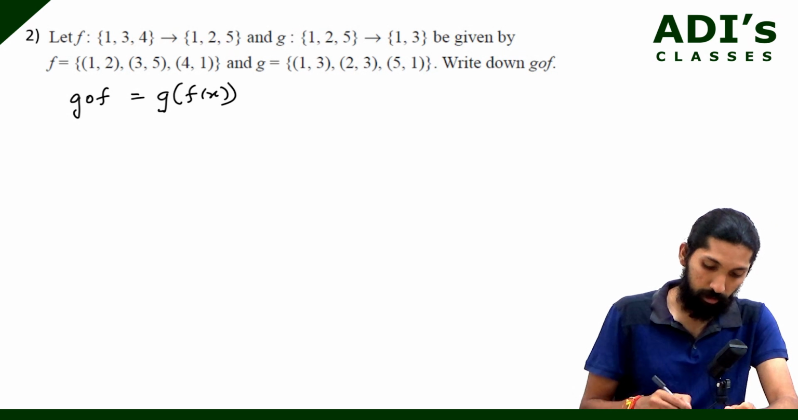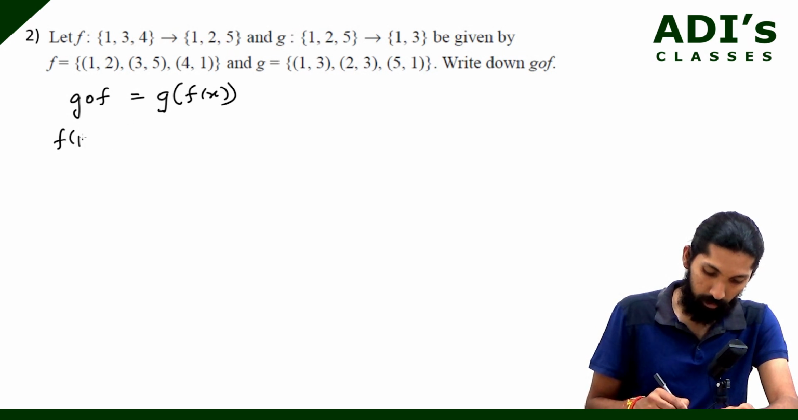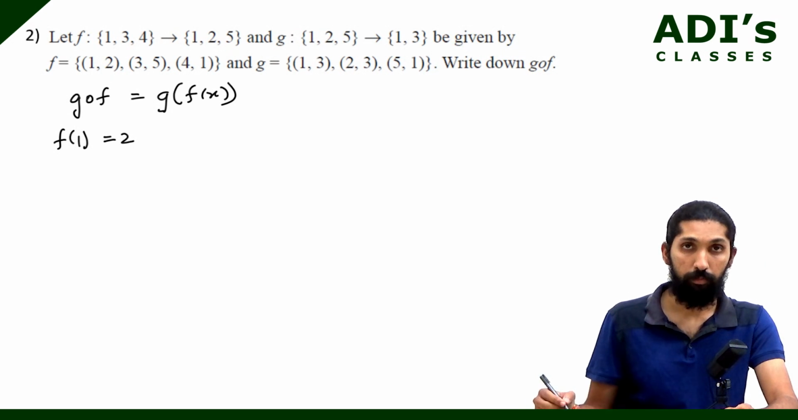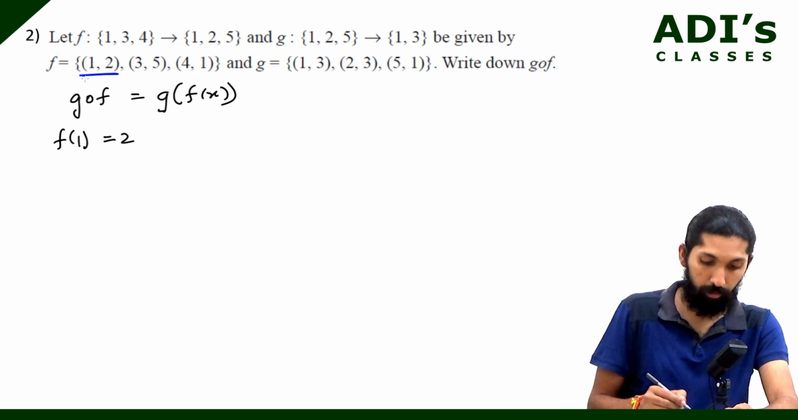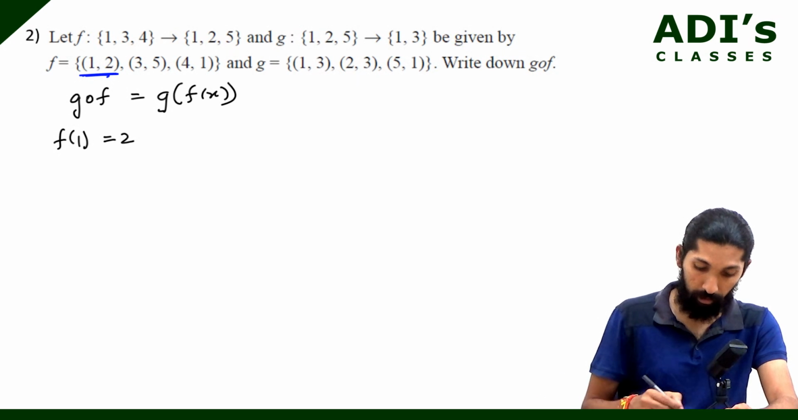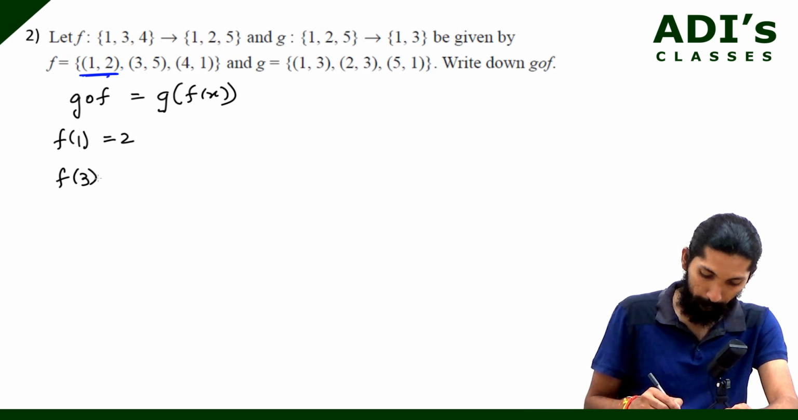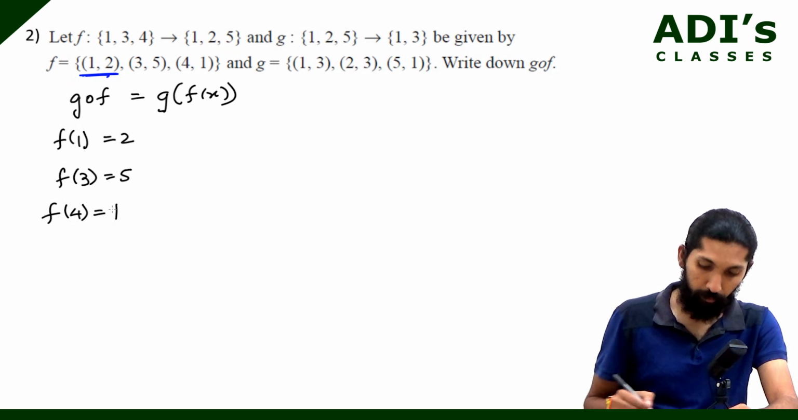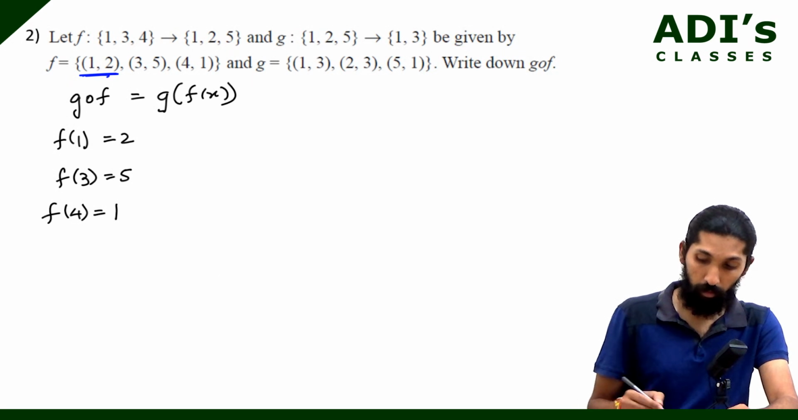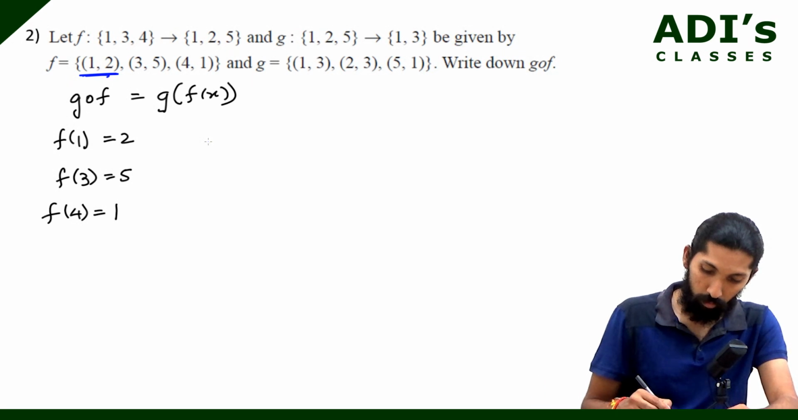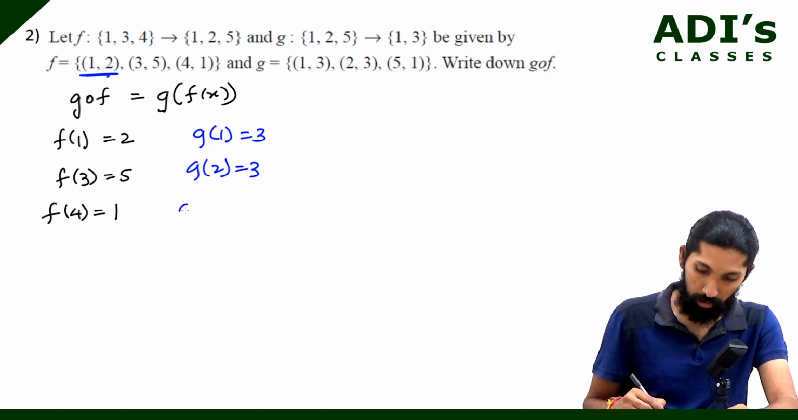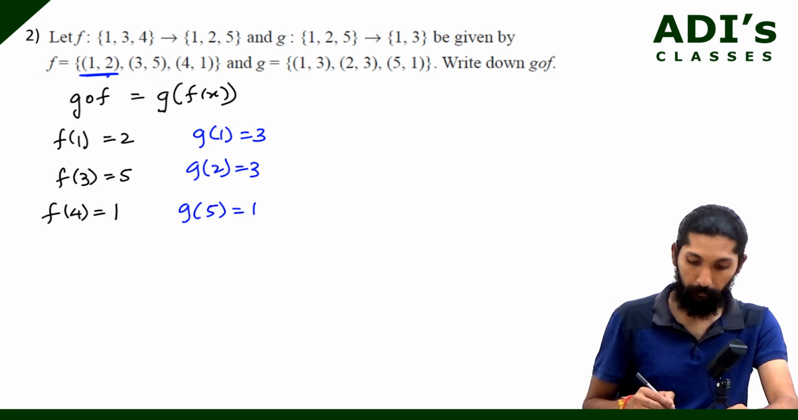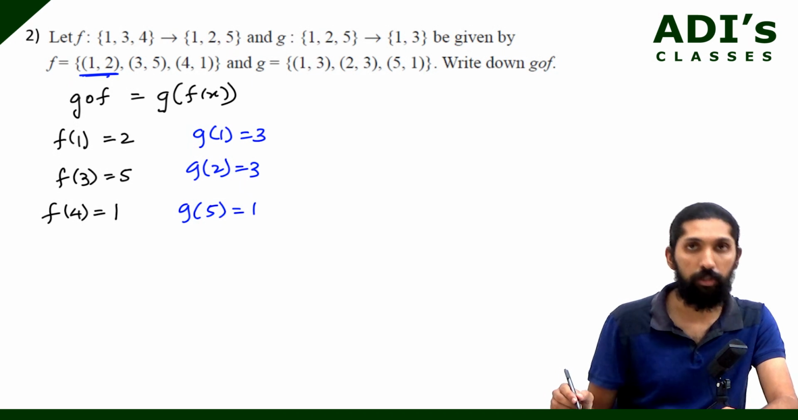Now what is the f function? If I write f of 1, f of 1 is nothing but 2. We already know this one. See, 1 comma 2. Likewise, if you take f of 3, you get 5. F of 4, we get 1, isn't it? Now what else do we know? We also know that g of 1 is equal to 3, g of 2 is also equal to 3, and g of 5 is equal to 1. Correct? So we know this much.